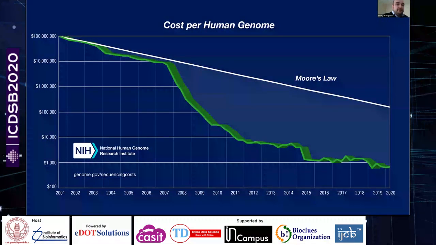And coming to the cost of whole genome sequencing, this is still pretty expensive, but if you look at the last 20 years, starting from the first sequenced human genome, which cost hundreds of millions of dollars, now you can sequence your genome for less than $1,000. It's actually a pretty impressive progress which has been made.